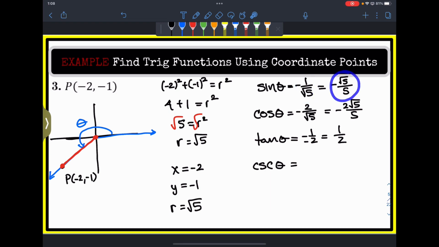So if I do this and flip this one, get the reciprocal of this, I'm going to have to rationalize it again and then reduce. So I'm just going to flip this one. So flipping negative 1 over radical 5 puts this as negative radical 5 over 1, which is simply going to be negative radical 5.